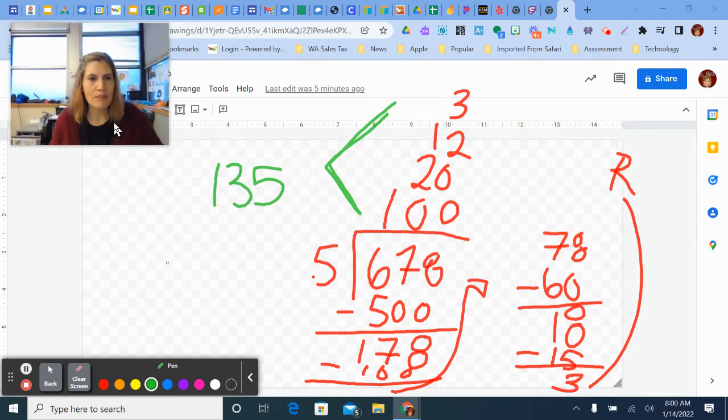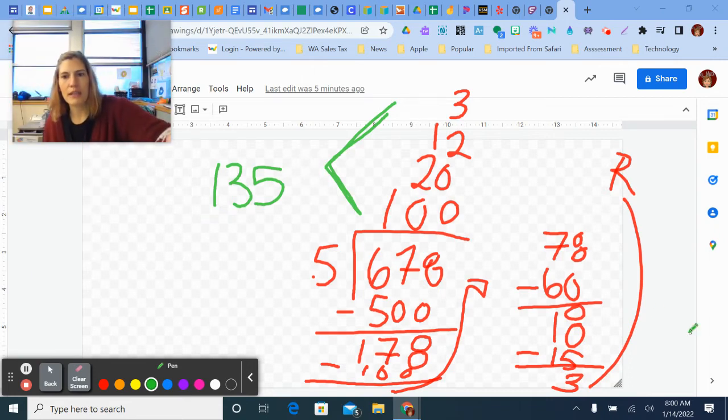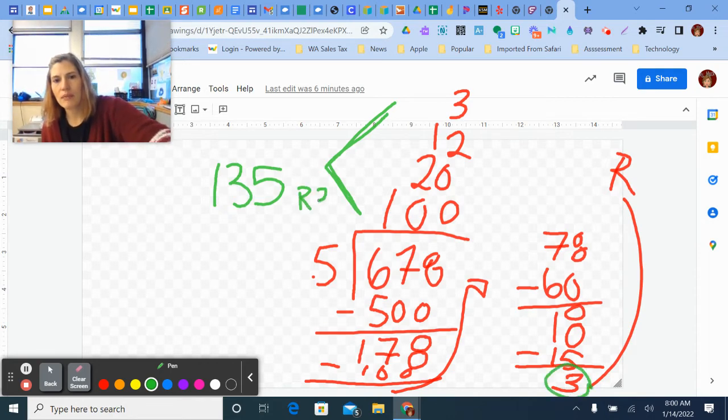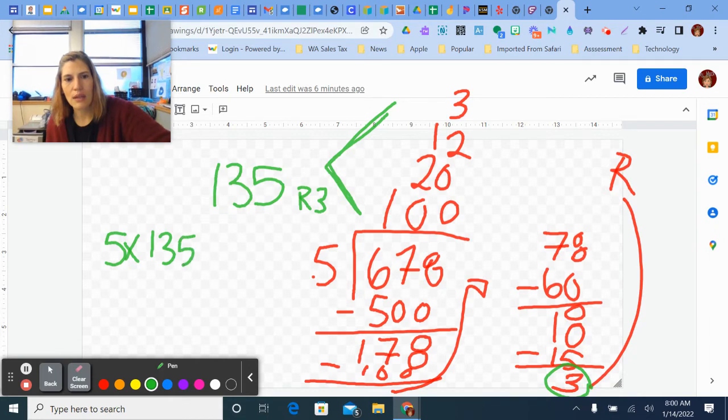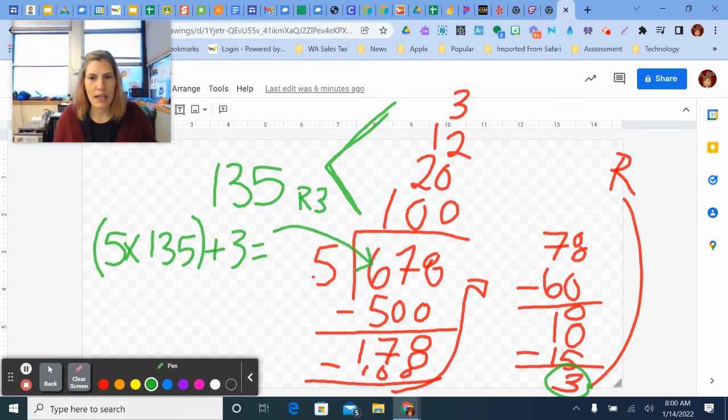If I want to check that, I would multiply it. But I also have to, I almost forgot my remainder. So I have 135 remainder, and I'm going to look over here, is 3. Okay, so now what I would do is I would have to do 5 times 135 plus 3, and that should equal 678.